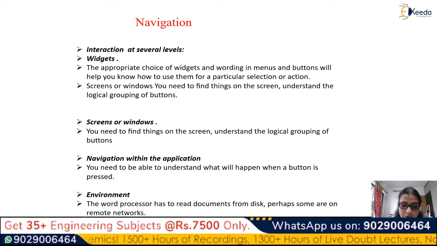Then the process or the environment. The word processor has to read documents from disk. Perhaps some are on remote networks. So this environment is based on, like, the server is somewhere in a LAN. This example is of the LAN: the word file which I want to read currently is in the remote network. So through the LAN, I need to access those files.